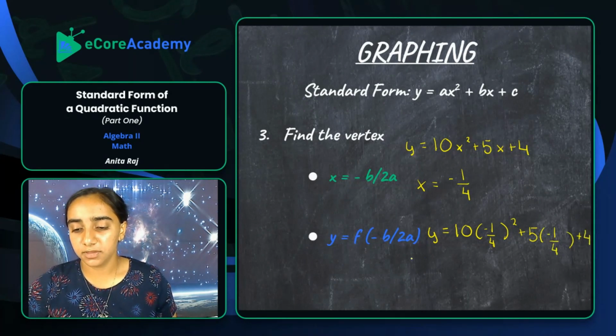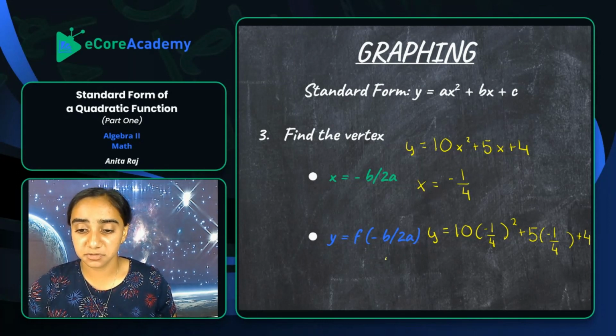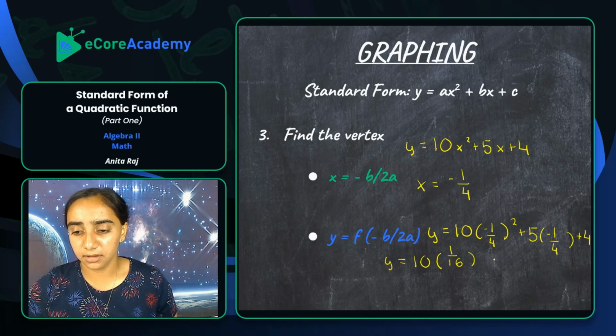Then we are going to just simplify this. y equals 10 times negative 1/4 times negative 1/4, which is 1 over 16, plus 5 times negative 1/4, which is negative 5 over 4, plus 4.